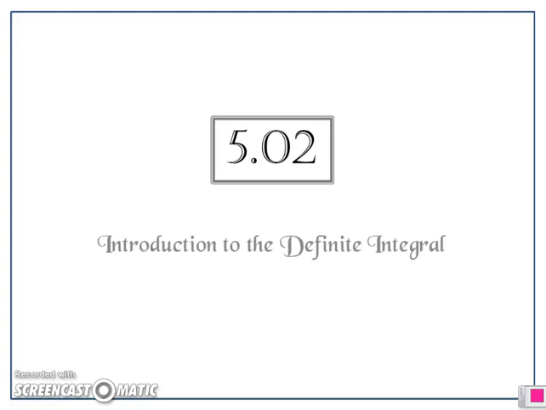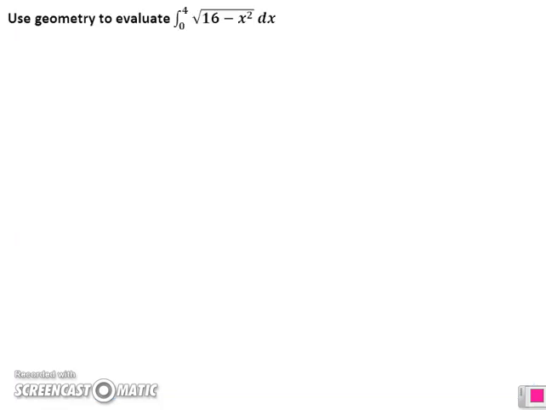In this video, we're going to do a couple examples of finding the area under a curve using geometric formulas. Now, in 501, I did an example using a piecewise function that involved triangles and trapezoids. This one is a different shape. This is the definite integral from 0 to 4 of the square root of 16 minus x squared.